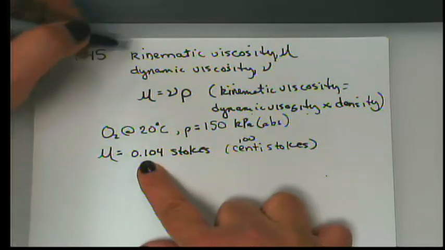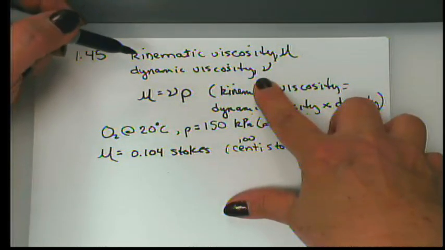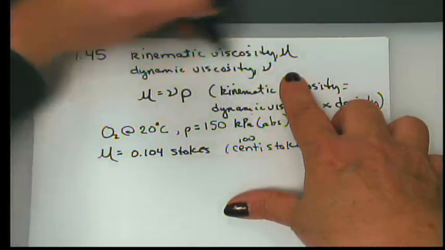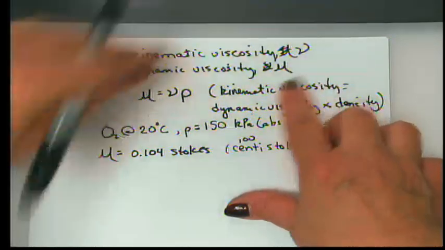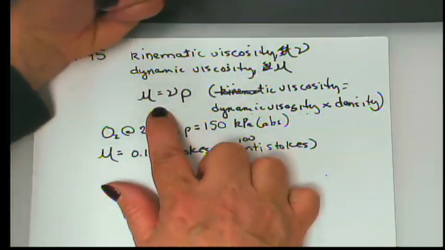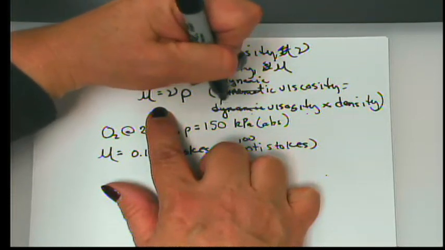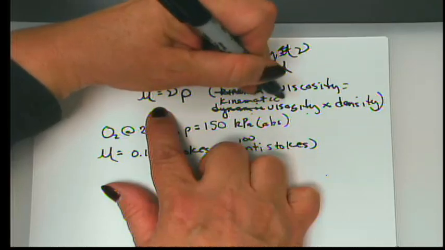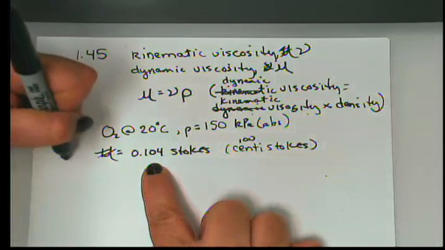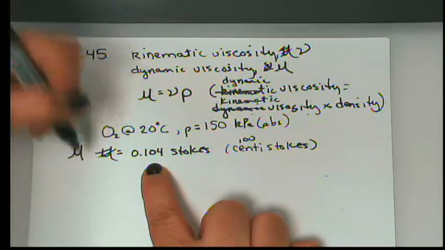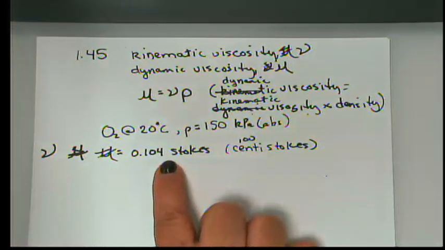And for most fluids, if you report kinematic viscosity... dynamic viscosity. Did I write that down backward? Let me double check. Yep, kinematic. I was looking at this and thought, that cannot be right. This is nu and this is mu. So rather than what I wrote here, dynamic viscosity is equal to kinematic viscosity times density. The kinematic viscosity is 0.104 Stokes.